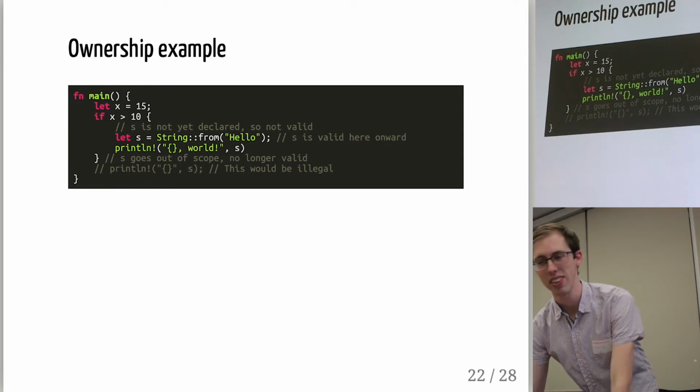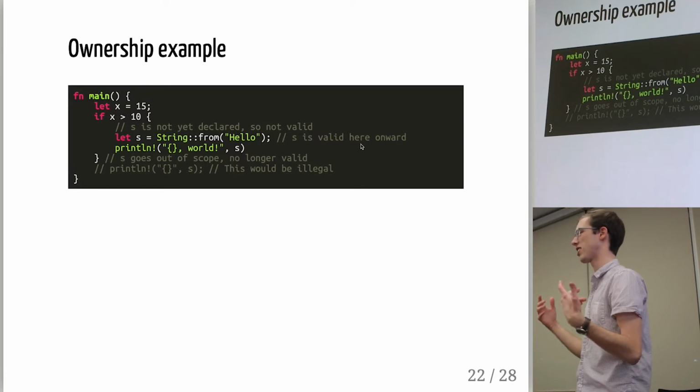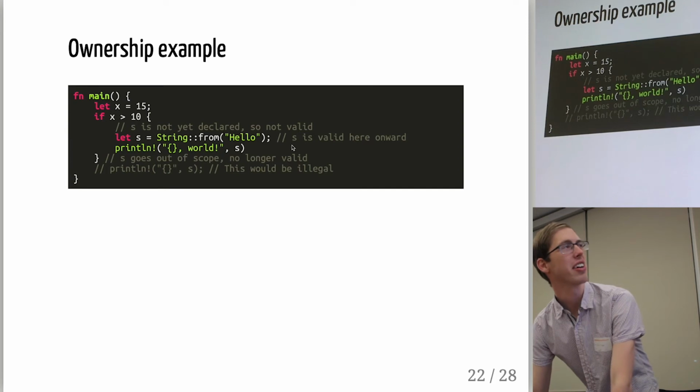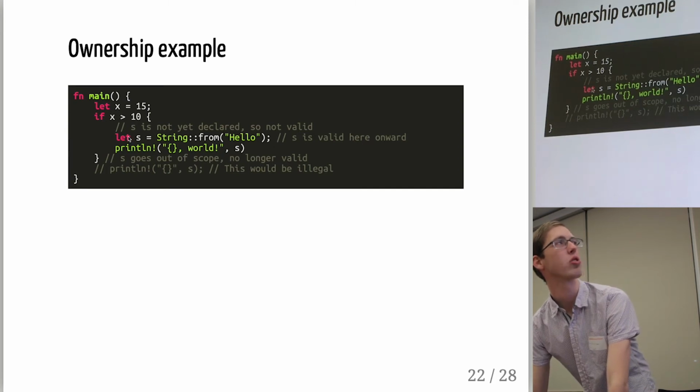This x equals 15 thing is kind of silly. I just wanted to create a new scope. Technically, you can just have curly braces, but I always feel it looks weird. So anyways, inside this if statement, we're going to create a new string.